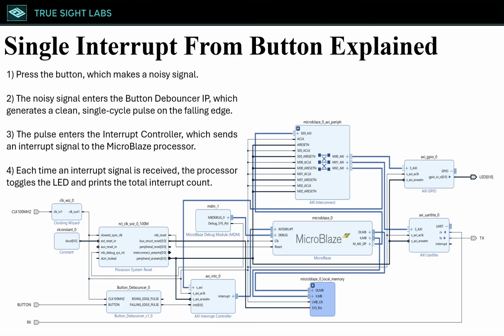First, you will press and release the button, which will produce a noisy signal. The noisy signal enters the Button Debouncer IP, which generates a clean, single-cycle pulse on the falling edge. The pulse enters the interrupt controller, which sends an interrupt signal to the MicroBlaze processor. Each time the processor receives an interrupt, it toggles the LED and prints the total interrupt count through UART.